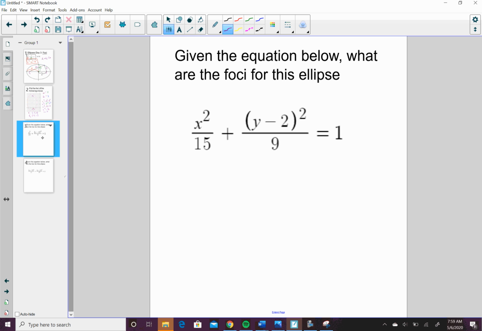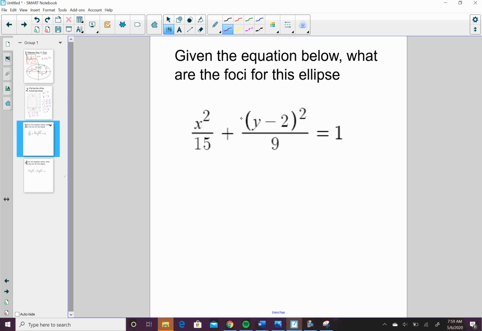So now what if you're given the equation and asked to label or find the coordinates? Well, I'm going to show you right here. Given the equation below, what are the foci for this ellipse? Again, I need to know A and I need to know B, and then I can use that formula there. But first, let's figure out what I do know about this ellipse.